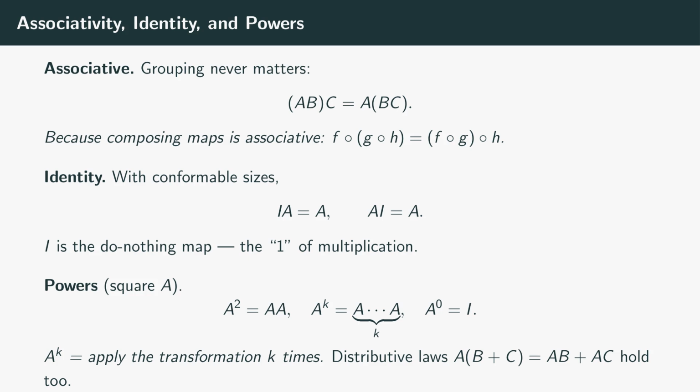Third, powers. For a square matrix, A squared means A times A, A cubed means 3 copies multiplied, and in general, A to the k means applying the transformation k times in a row. By convention, A to the 0 is the identity, the empty composition that does nothing. The distributive laws survive too. A times a sum is the sum of the products. So we keep associativity, identity, powers, and distribution. We lose only commutativity, and we lose it because composition genuinely depends on order.